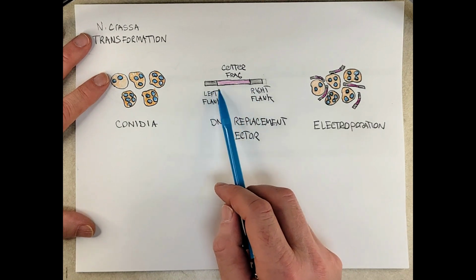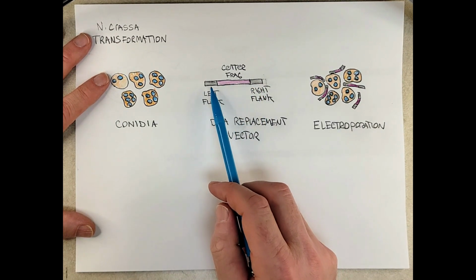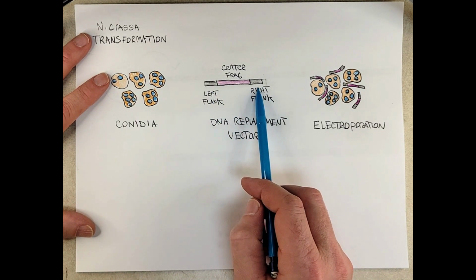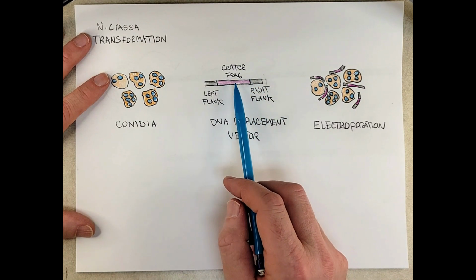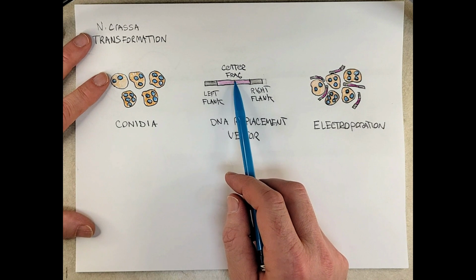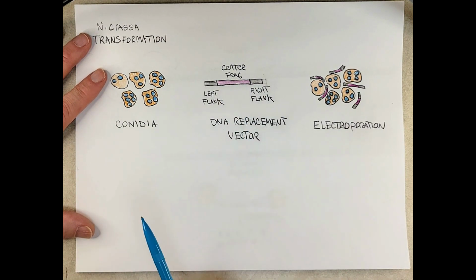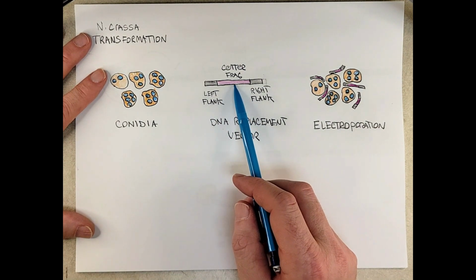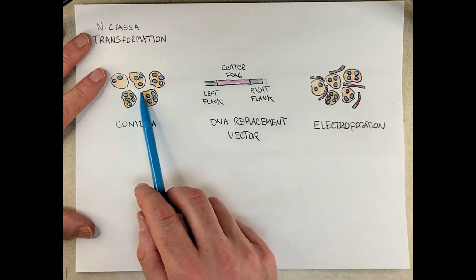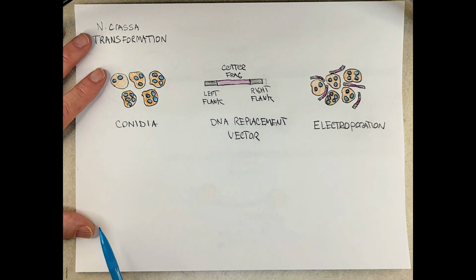And here I've diagrammed the DNA replacement vector as having the left flank and the right flank, with the left flank 500 to 1,000 base pairs long, the right flank 500 to 1,000 base pairs long, and the center fragment usually 1,000 to 2,000 base pairs long. And that changes depending on the antibiotic resistance gene that you are using in the DNA replacement vector. So we mix these two together when we're transforming the fungus.